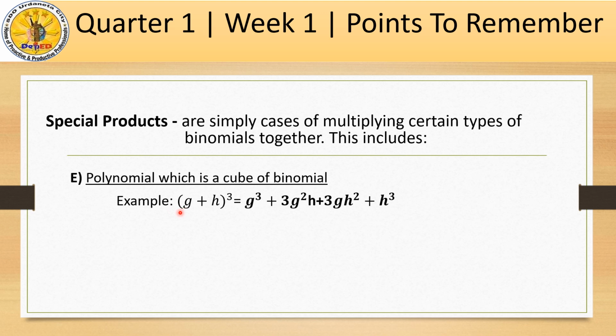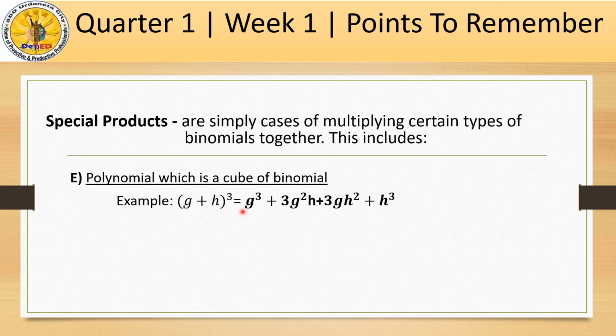First, you're going to get the cube of the first term. Meaning to say, g times g is equal to g cube, plus 3, the constant 3, multiplied by g, the square of g, so that is equal to g square, multiplied by h. So, the product will give us 3g square h, plus 3 again, no?